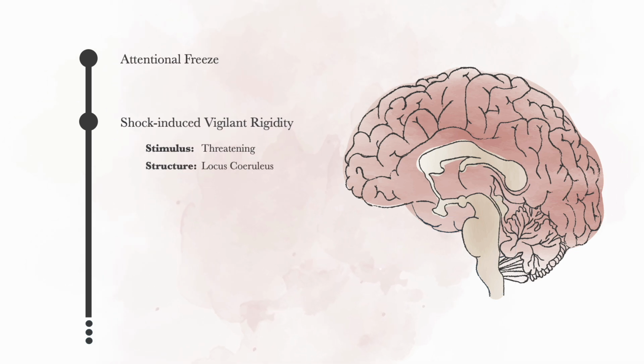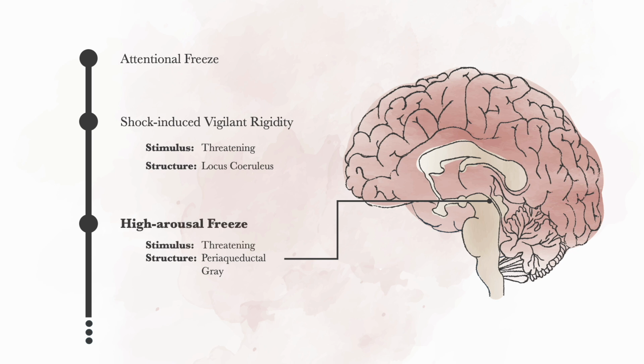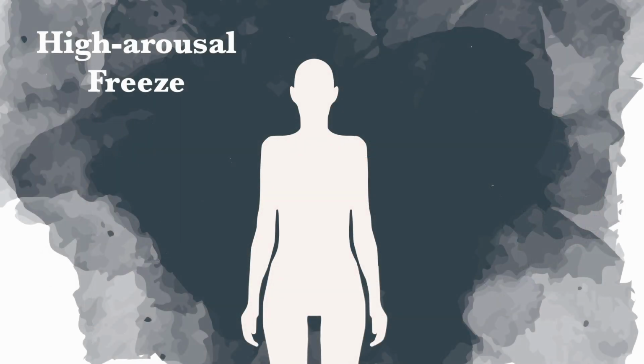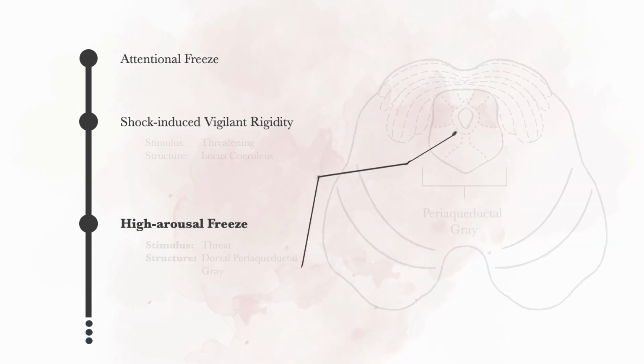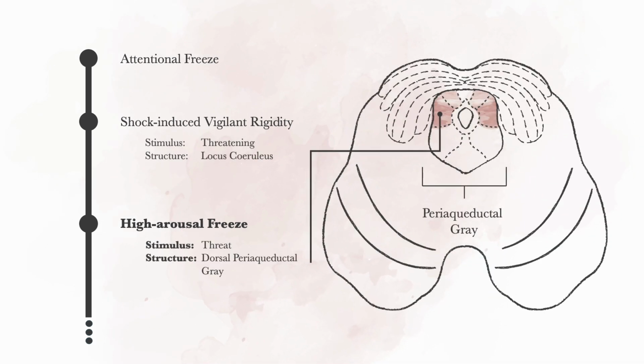In contrast to vigilant rigidity, the periaqueductal gray is activated in the high arousal freeze response, with a different physiological signature. High arousal freeze is characterized by high sympathetic nervous system arousal. In this state, heart rate is increased and there is a readiness for fight or flight. Specifically, this involves dorsal periaqueductal gray activation, an active state.